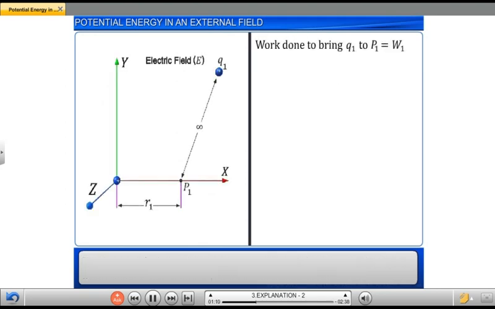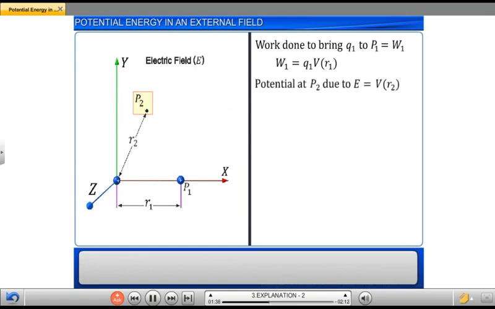We have seen that the work done to bring a charge Q1 from infinity to point P1 is given by W1 is equal to Q1 into V of R1. Now let us consider another point P2 in the electric field, whose position vector with respect to the origin is R2. And the external potential at the point is V of R2. Let the distance between points P1 and P2 be R12.